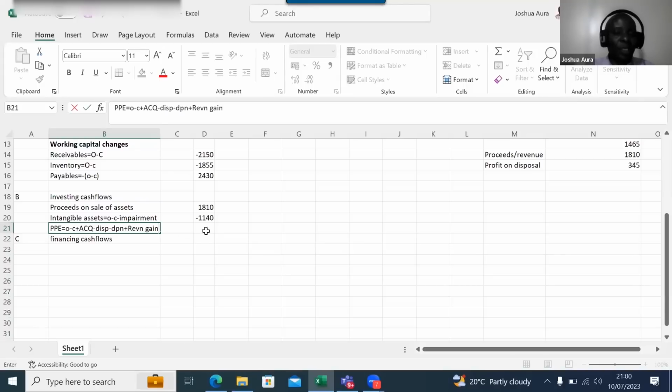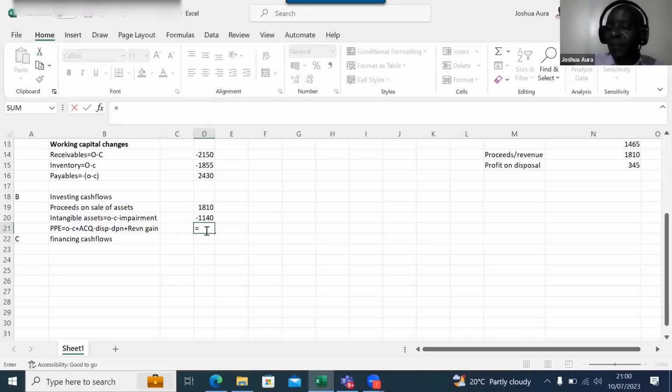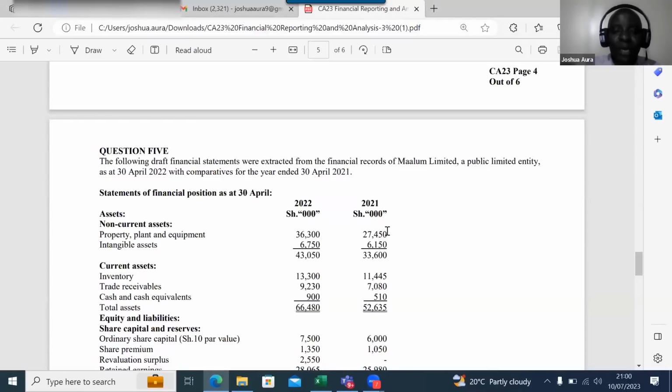So please come to this column here. We move together. So is there anybody who is able to see the balance that was brought down? Opening balance for PPE. You guys are now not talking to me at all, and I'm almost finishing this question. So is there anybody who is able to see the balance? So I can see 27,450 minus 36,300. Thank you so much.